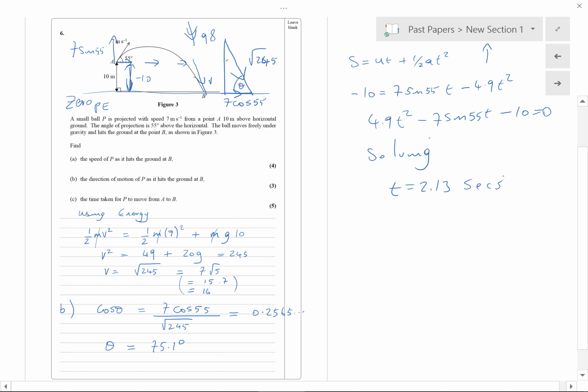Again, we can accept 2.1. 2 significant figures is always accepted where g is involved. Okay, so that's question 6. Now on to the last question.